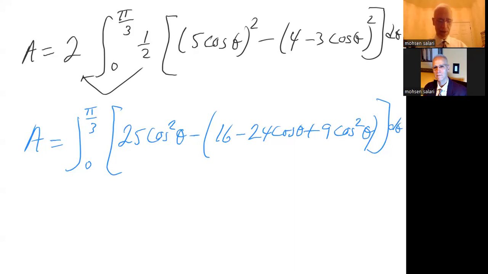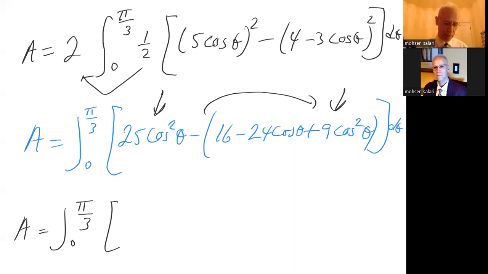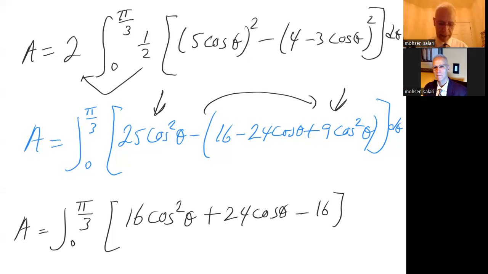Okay. And so let's combine this together. I'm going to get area equals the integral from 0 to pi over 3 of 25 cosine squared of theta, and I have minus 9 in here, so a total of 16 cosine squared of theta. Then I have plus 24 cosine of theta minus 16, all that d theta. So I'm going to go ahead and go to the next page.